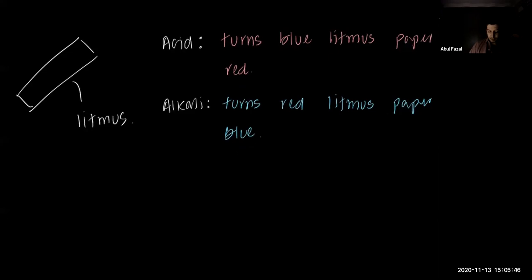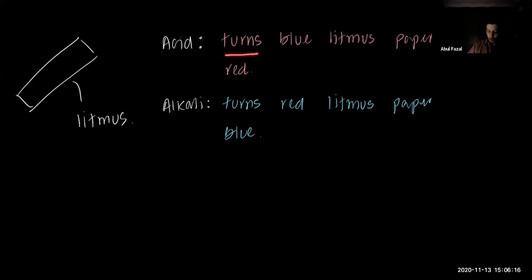Okay. So litmus paper is just a small sticker sort of thing, like those sticky notes you get for marking your registers, like a bookmark, the really thin ones. That's what litmus paper is like. And you take a sample of acid and you drop it on the litmus paper. And what happens is it turns blue litmus paper red, right?